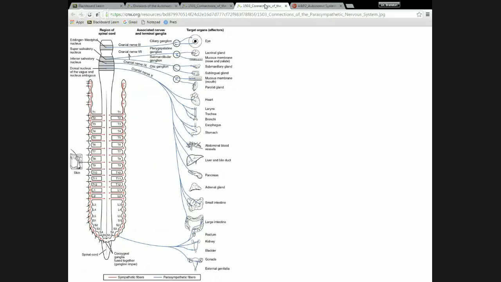Okay, so from dim light to bright light, information ends up going to the Edinger-Westphal nucleus saying that the brightness of light hitting the retina has changed. And so it sends out a signal through the ciliary ganglion to cause the pupil to constrict. Okay. Just a reflex, bright light, straight to the pupils.